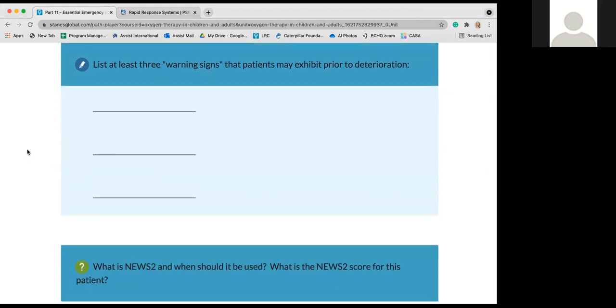Yeah, here is a good question. List at least 3 warning signs that a patient may exhibit prior to deterioration. So in other words, before the patient has a critical situation or cardiac arrest, what are the common signs you may see before? I think this is simple but important. Please, everyone, put the answer in the chat. You have 30 seconds.